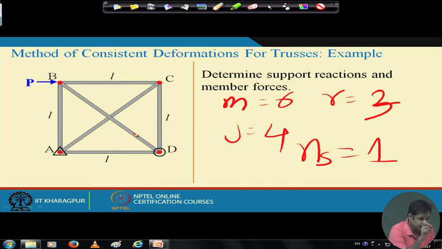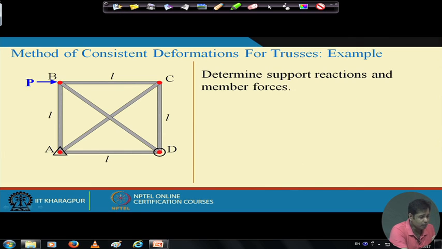Okay. So step 1 is the determination of static indeterminacy, which is n s equal to 1 here, and then step 2 is to identify the redundant force. So one member will be redundant in this case, and one member force needs to be chosen as the redundant force. Let us first number these members. Let us say this is member number 1, this is member number 2, member number 3, 4, and then this is 5 and this member is 6.